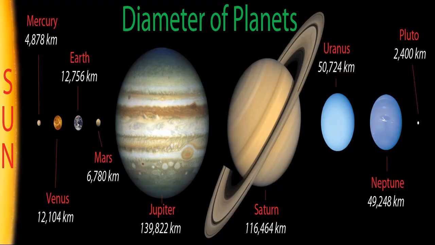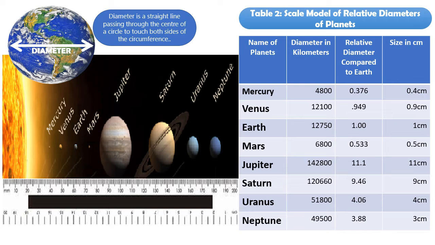So this is the diameter of the planets. On this slide, you will see the relative diameter of the planets compared to Earth diameter. What is diameter? Diameter is a straight line passing through the center of a circle to touch both sides of the circumference. So, on the picture of the solar system from the Sun, you will see the inner planets composed of Mercury, Venus, Earth, and Mars. You can see the sizes of these planets.